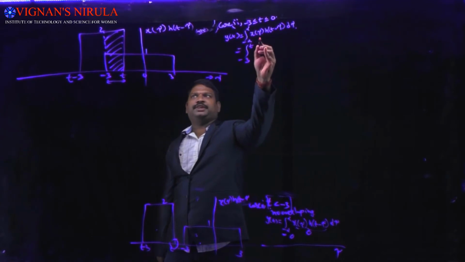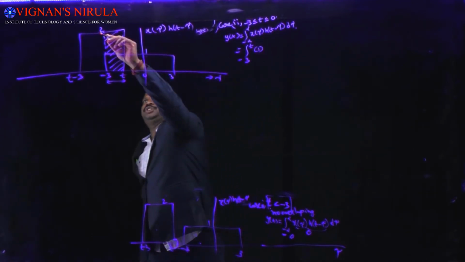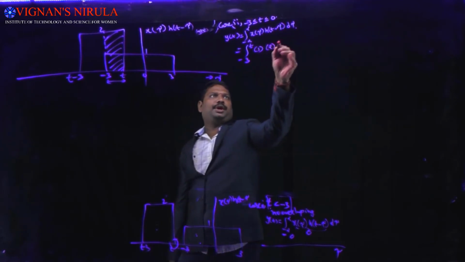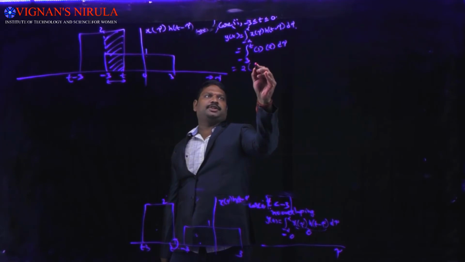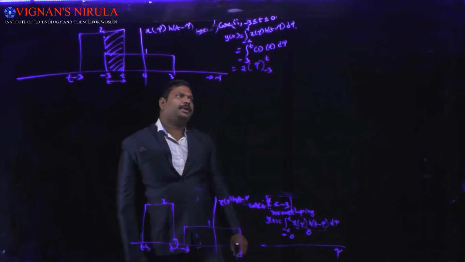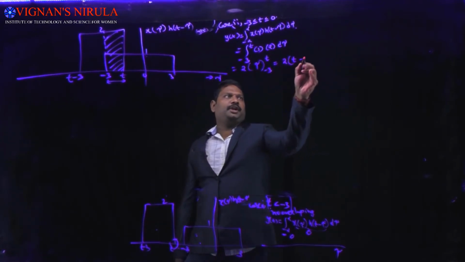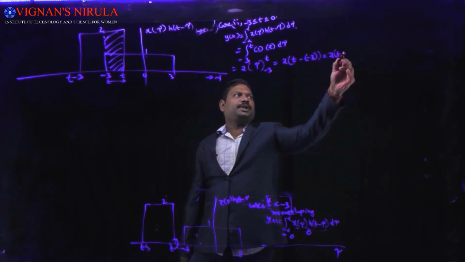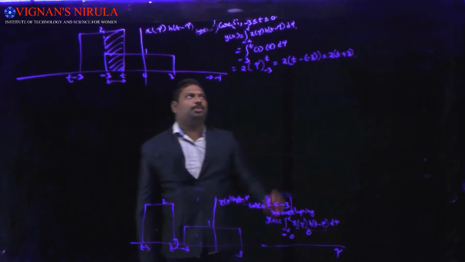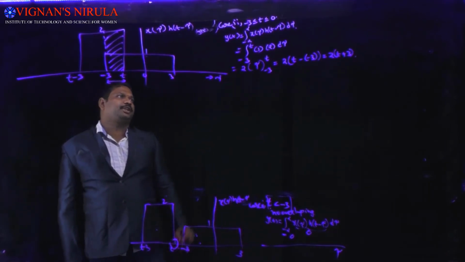What is the value of x of tau? Its amplitude is 1. H of t minus tau has amplitude 2, and d tau. As 2 is constant, keep it outside. The integration of d tau gives tau, with upper limit t and lower limit minus 3. Therefore 2 into t minus 3 is equal to 2 into t plus 3, which is our output of y of t for the case of t from minus 3 to 0.